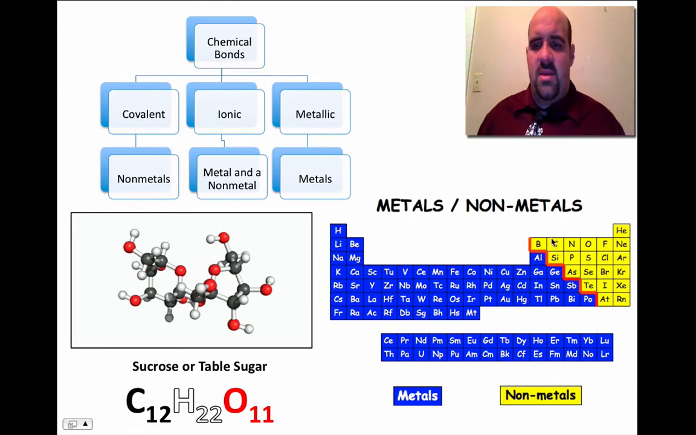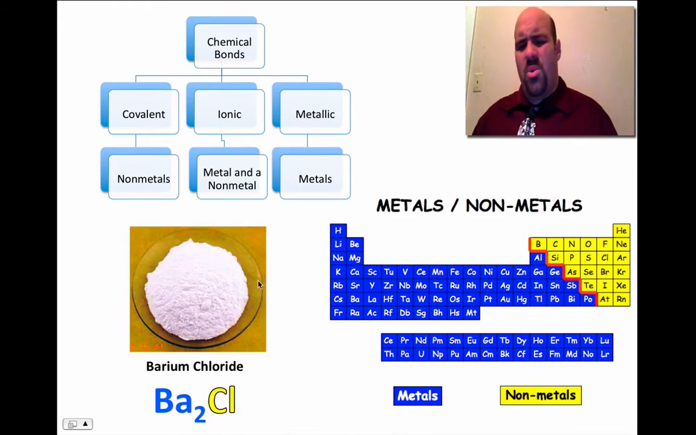Well, carbon is a nonmetal. Hydrogen, incorrectly labeled here in blue, is a nonmetal. Oxygen is a nonmetal. Covalent bond. What if we had something like barium chloride? Two barium atoms bonded together with a chlorine atom. Well, barium is over here. It is a metal in blue. Chlorine is a nonmetal. So this would be an ionic bond. And that's what we're going to spend the rest of this slide talking about.